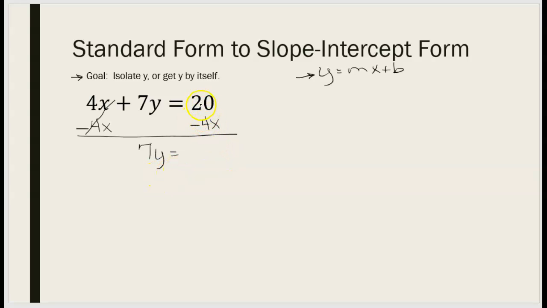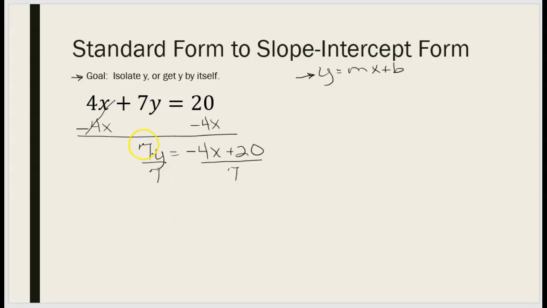And the 20 and the negative 4x are not like terms. Therefore, I cannot combine them. I have to write them as two separate terms in an expression on the right-hand side of the equal sign. So this is what this should look like at this point. Now the 7 is being multiplied by the y. How do I undo multiplication? I do that with division. So I'm going to have to divide both sides by 7.